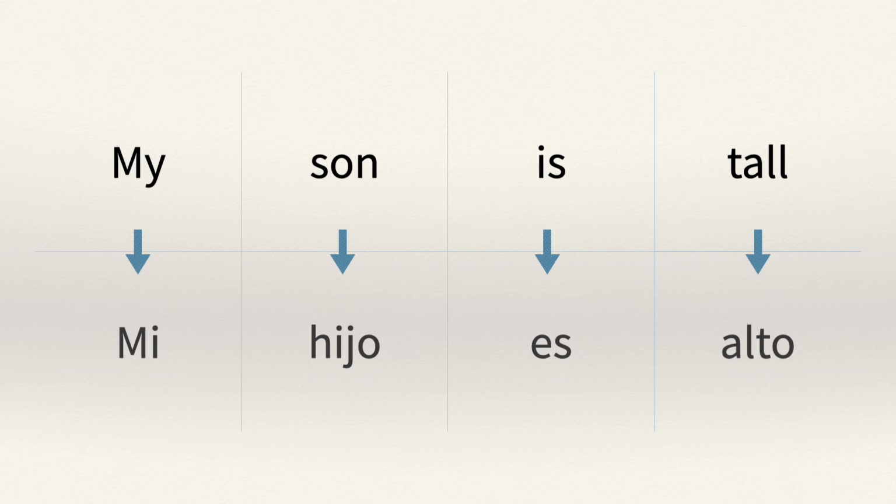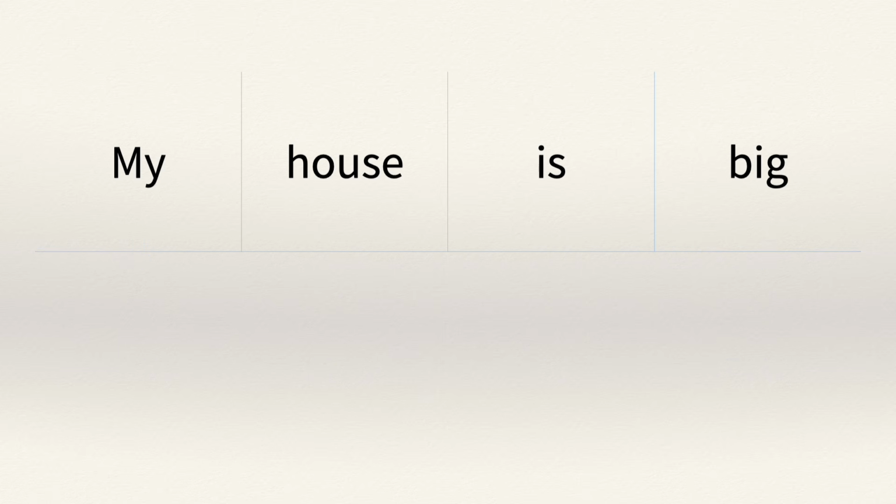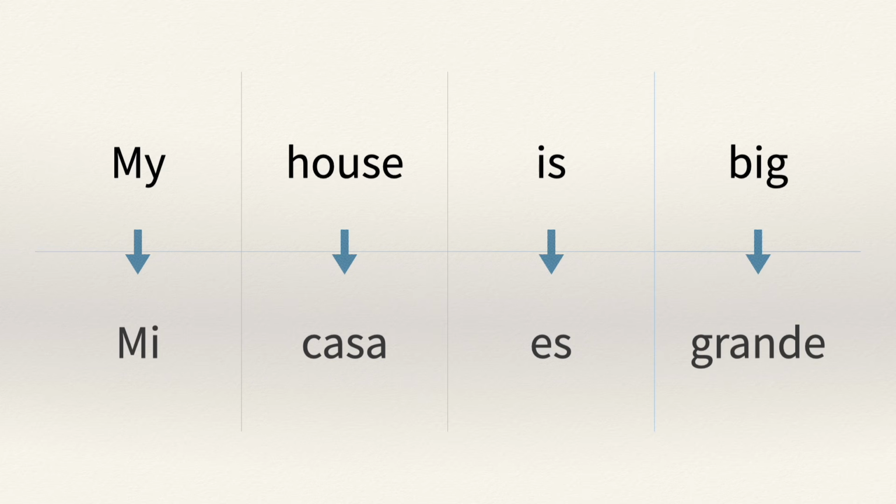Mi hijo es alto. The next sentence is, my house is big. We saw before that my means mi. In this case, it still applies because house is singular. How do you say house? Casa. Mi casa es, and how do you say big? Grande. Mi casa es grande. Now you say it. Mi casa es grande. Very good.